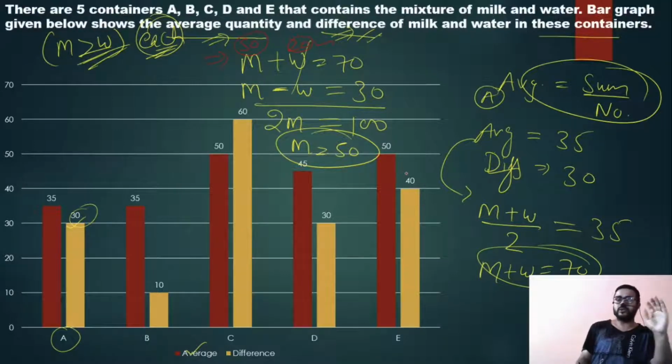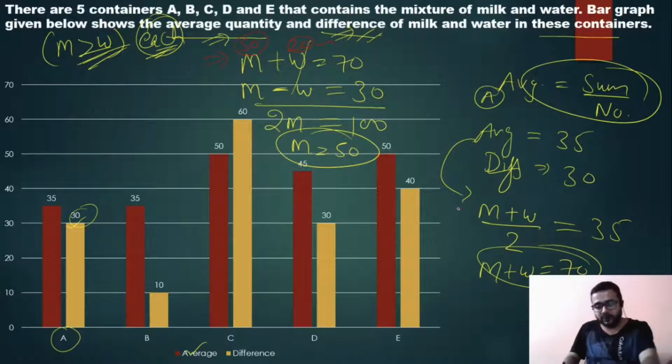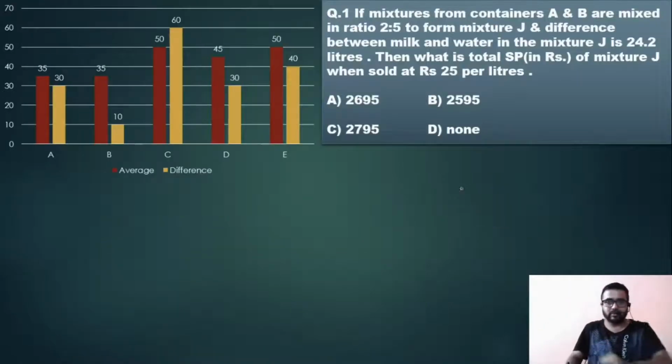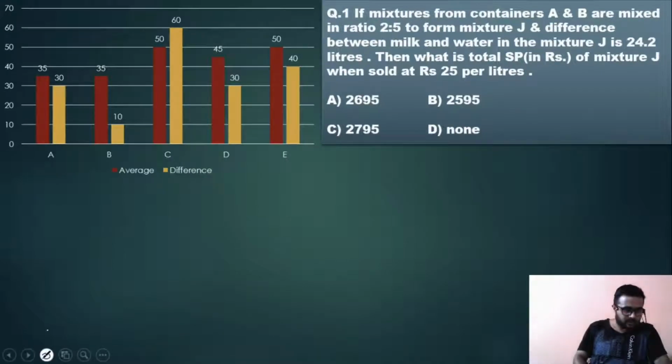Now move to the question, what we have been given in the question. According to that we will solve this. Now the first question. See here, you have been given: if the mixtures from containers A and B are mixed in ratio 2:5 to form mixture J. So now you have this A and this B. These two mixtures are mixed to form a new mixture which is known as J, and the difference between milk and water in the mixture J is 24.2 liters.